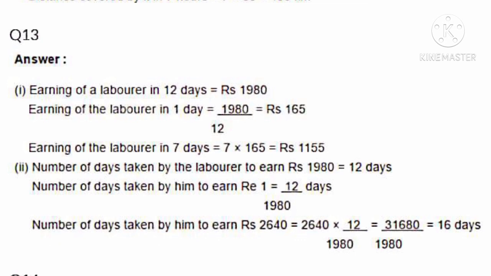Now the second portion is, in how many days will he earn rupees 2640? So the laborer earns rupees 1980 in 12 days. So number of days taken by him to earn rupee 1 will be 12 by 1980 days. So number of days taken by him to earn 2640 is 2640 into 12 by 1980, that is 16 days.